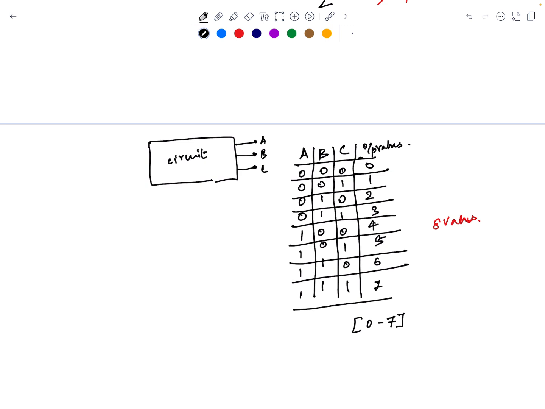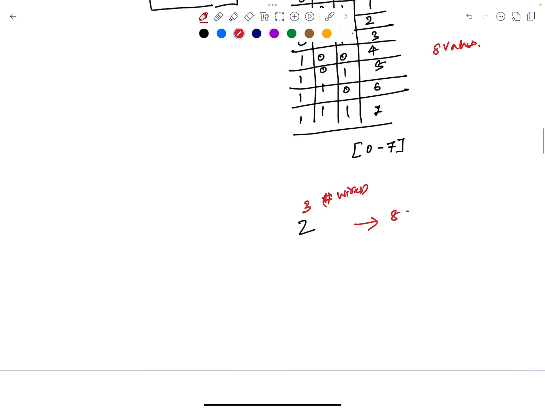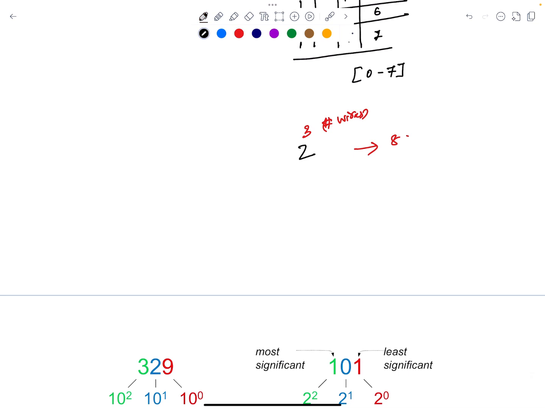So again, the relationship maintains here, right? It's 2 power the number of wires. Number of wires it is. So again, 8 values. So we can generalize this, right? Suppose I have a circuit, right? And say, for example, I have n wires.